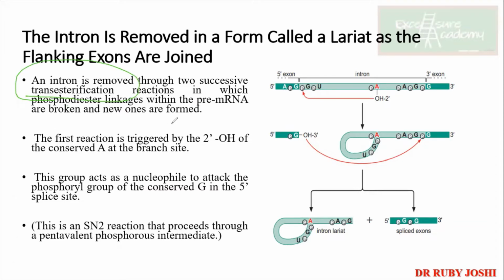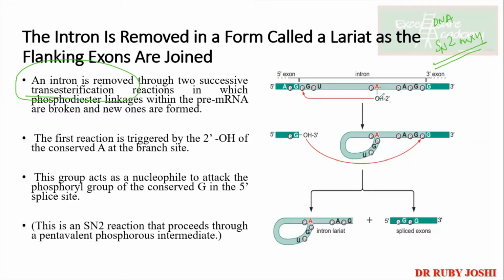So the first reaction is triggered by the 2'-OH of the A. This is your branch site. Okay? So this is going to attack over here. Now, please remember, previously also, when we were talking about DNA polymerase during replication, RNA polymerase during transcription, it was all your SN2 mechanism. Okay? So here also it is your SN2 mechanism. Now, this group will act as a nucleophile and it will attack the conserved G in the 5' splice site.